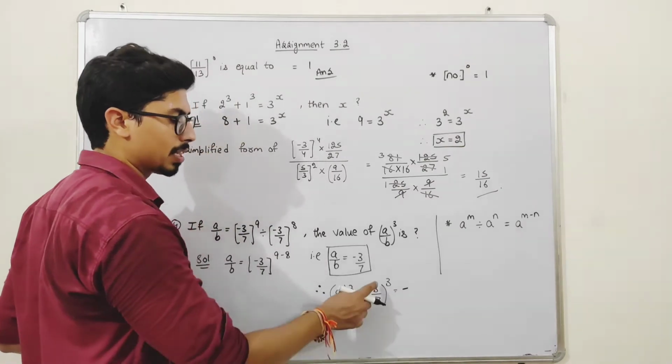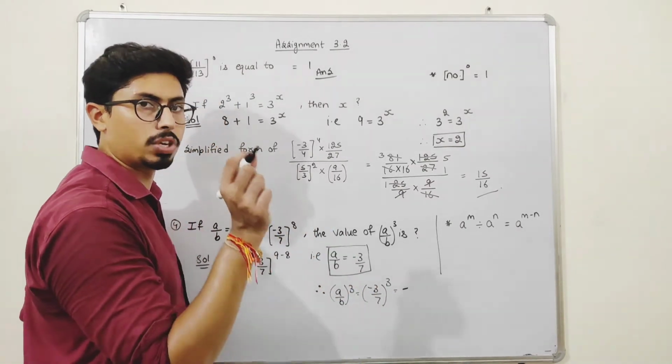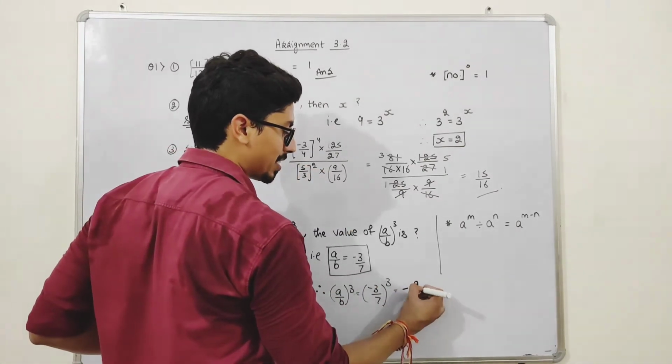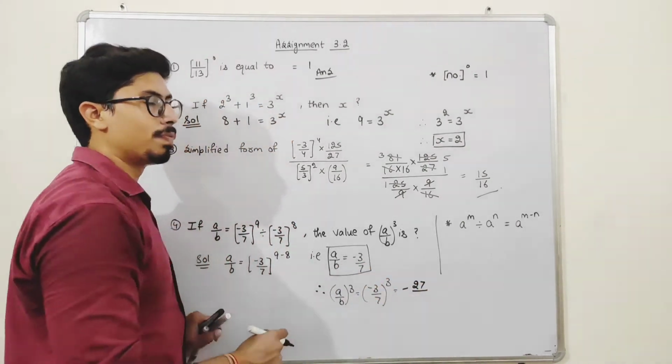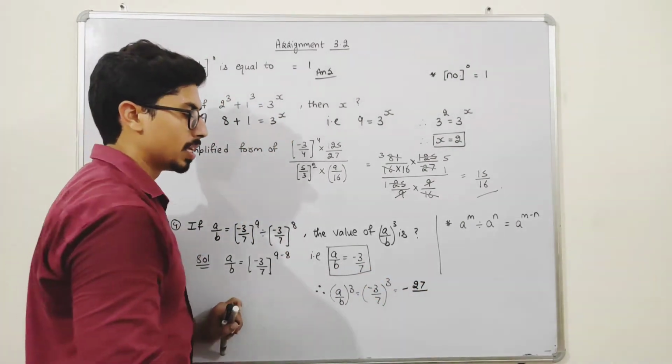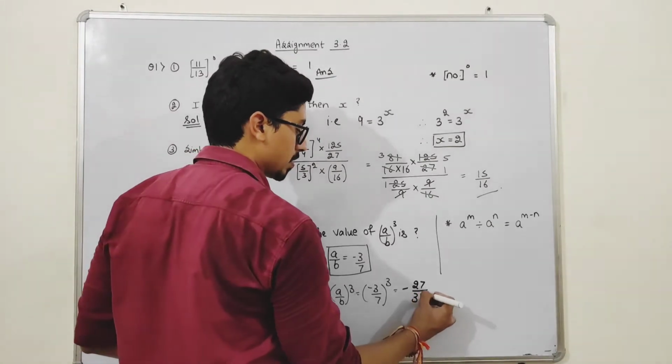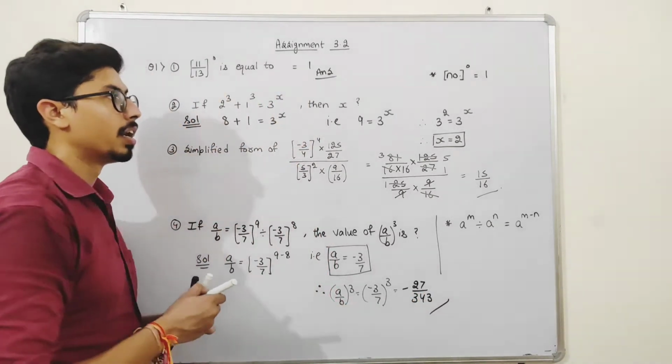So just solve 3 cube. 3 cube will be 3 into 3 into 3. That will be 27 upon 7 cube, which will be 7 into 7 into 7. That will be 343. Okay. So this is our required answer.